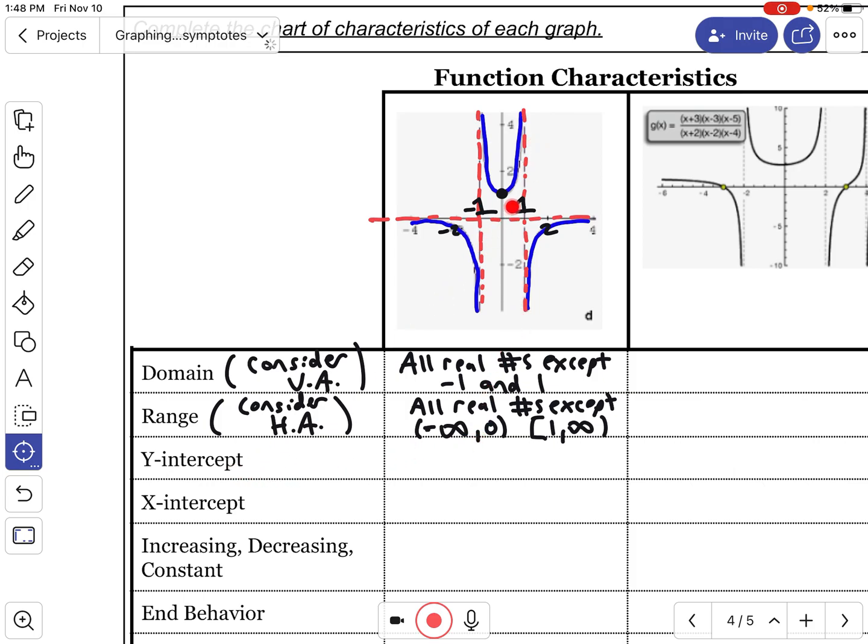Okay, the y-intercept: there's a y-intercept right here. This is the y-axis, so you have to ask yourself, where does the graph cross the y-axis? In this case it's 1, and then we would write it like this. Any x-intercepts means where the graph crosses the x-axis here, and we see that that's a vertical asymptote, so these parts of the graph will never touch it.